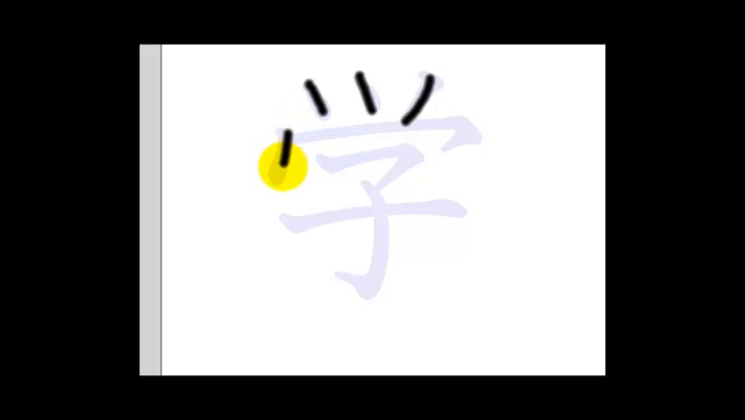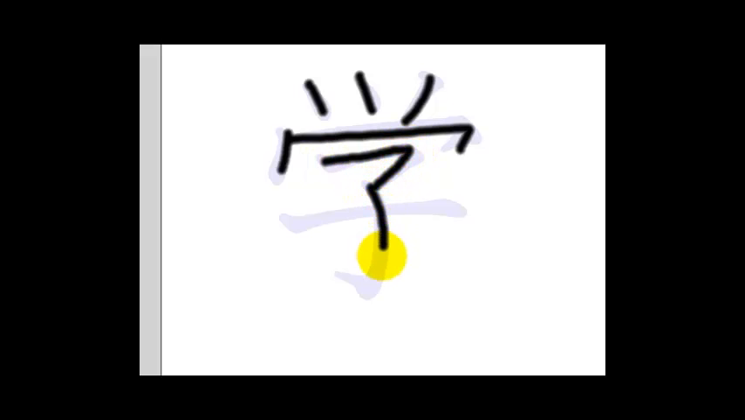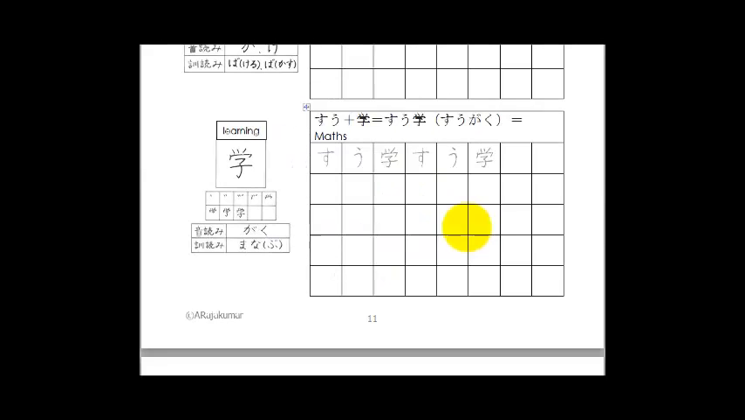There's the roof here, ichi, across, and a little ticky thing there. Then underneath we've got the little child with all that learning being stuffed into it. There's its head, and then its little body, and there its arms across there. So there we have gaku, learning.